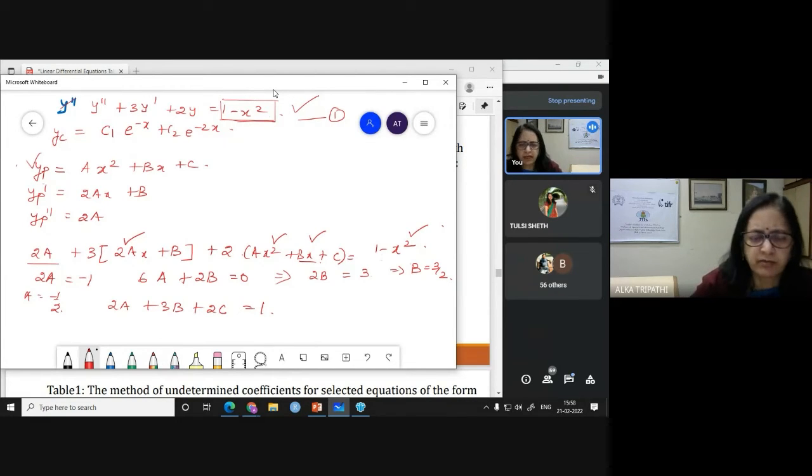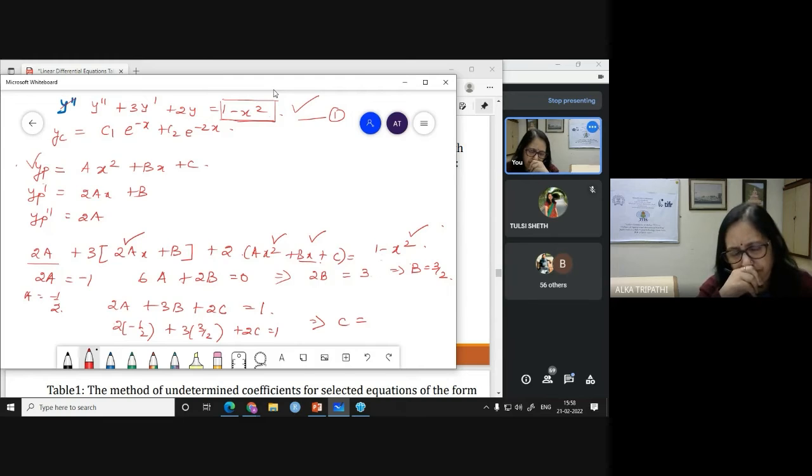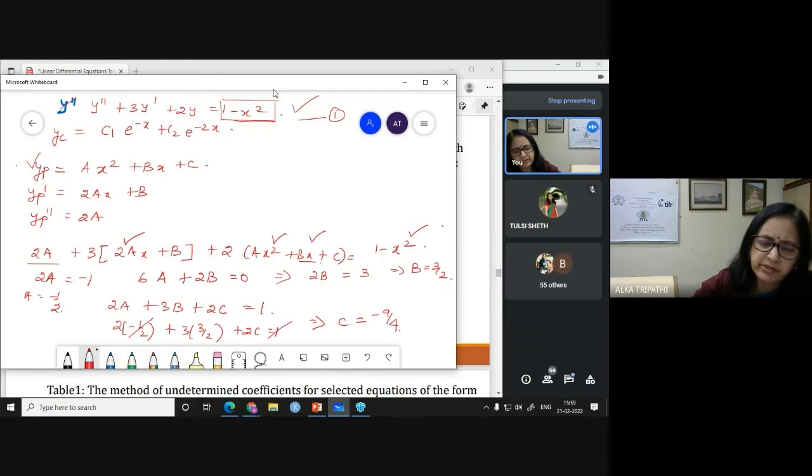Substitute the values of a and b in this. You will get 2 into minus 1 by 2 plus 3 into 3 by 2 plus 2c equal to 1. Simplify this. What will c be equal to? It is minus 9 by 4, I think. Is this correct? This gets cancelled with this one. So this goes to the right side. So minus 9 by 4.